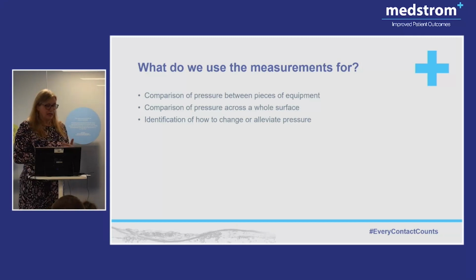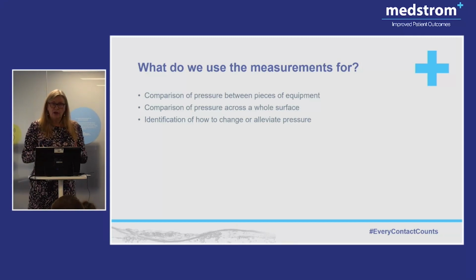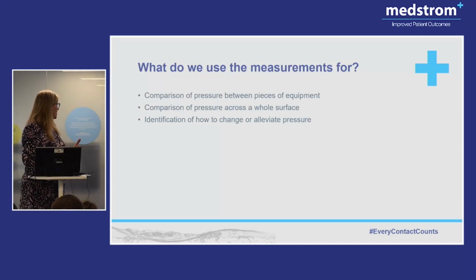And are we using it as a comparison between two different pieces of equipment? Are we doing it as a comparison of pressure across a whole surface? So are we balancing the patient's weight out? When we talk about reducing pressure, we talk about spreading the load, don't we? So the more points of pressure contact we've got, the less there is at each point.